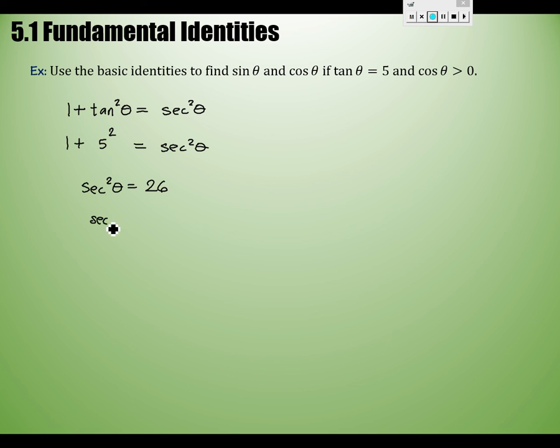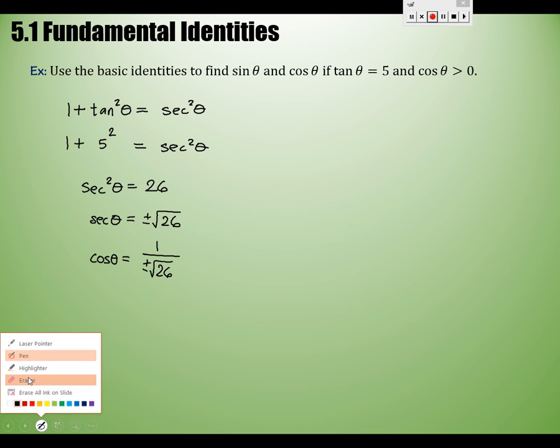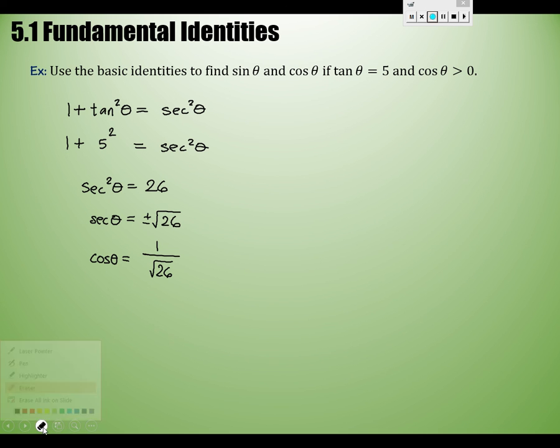So secant theta is either plus or minus root 26, which means actually, I know cosine, don't I? It's 1 over plus or minus root 26. Yeah? But it was told to us, I guess there's something else in the problem. It was told to us that cosine is positive, so I think we're done. I think we know cosine. Don't we? You see how the algebraic approach might be kind of slick there? If you know that this is true, then that helps you get cosine pretty quickly.